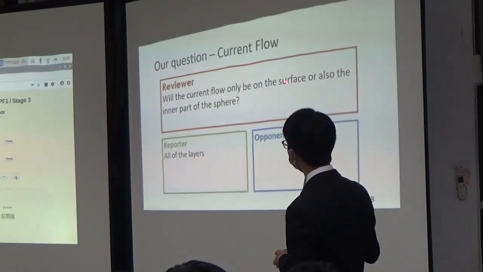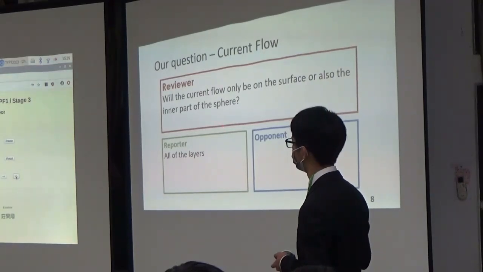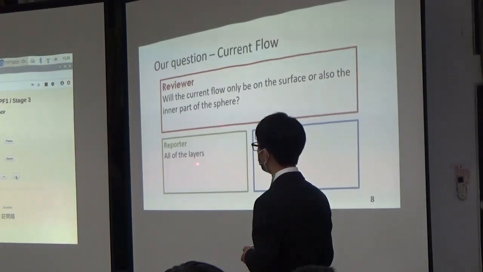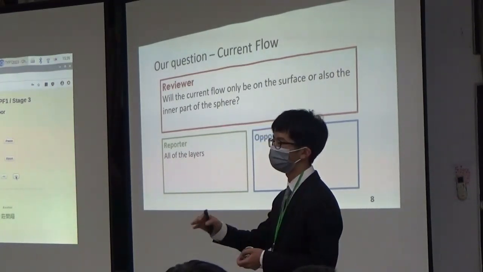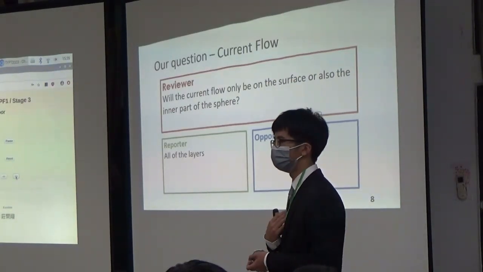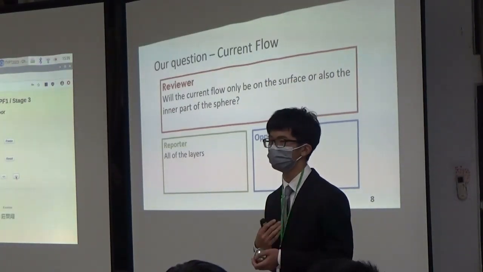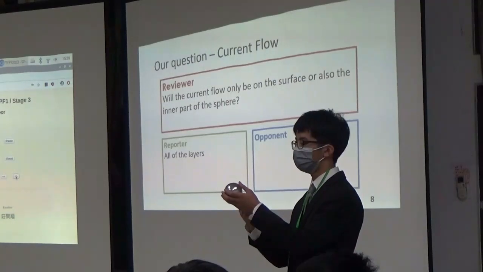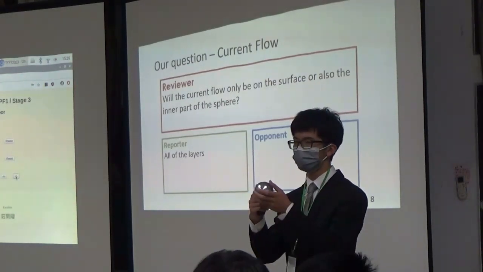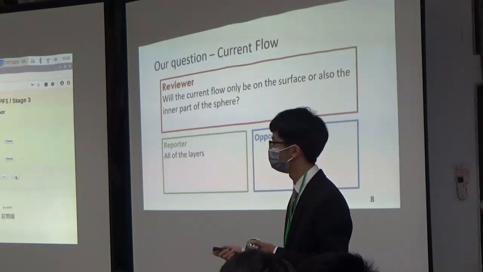And will the current flow only be on the surface or also in the inner parts of the sphere? The reporter believes that all of the layers will have current flow. However, the reviewer disagrees with that, since only the surface of the conductive layers will have a current flow.